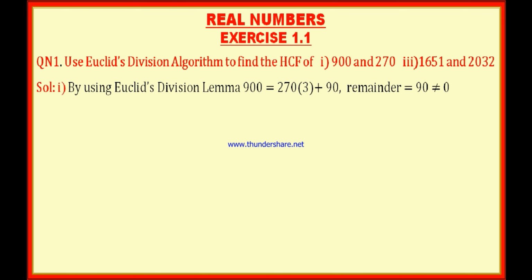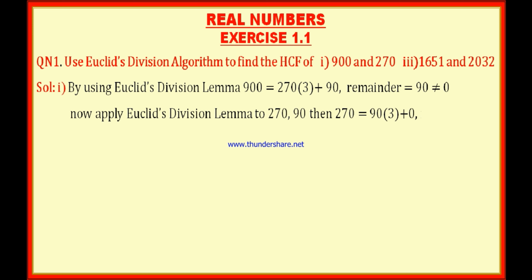Since the remainder is not equal to 0, now let us apply again the Euclid's division lemma to 270 and 90. By applying Euclid's division lemma to 270 and 90, 270 is equal to 90 into 3 plus 0. What is 3 90s? 270. Therefore, the remainder is 0. Since the remainder is 0, the HCF of both the numbers 900 and 270 is 90.